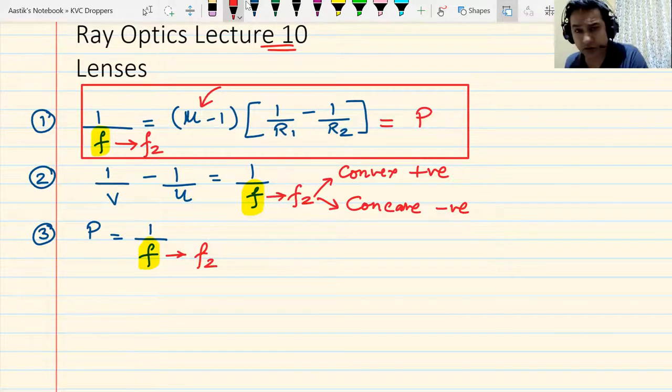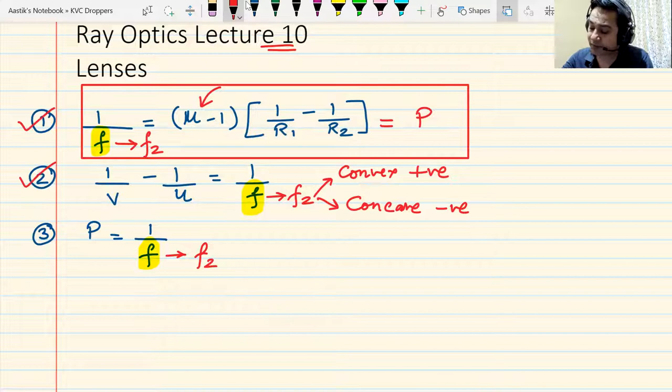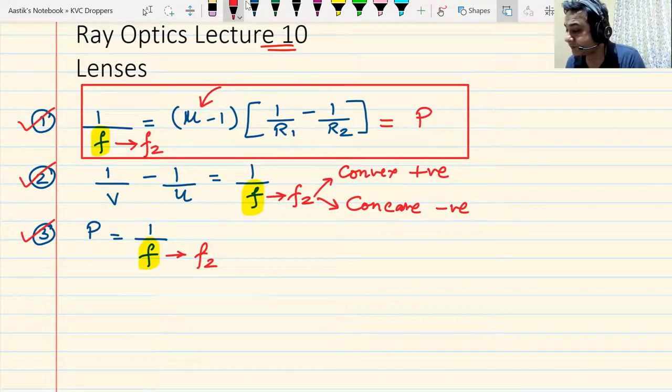Now let us go ahead. And today we will see a lot of different problems that can be made from these three formulas. Also, we will see what happens when you bring two lenses closer to each other. We will discuss that. Let us first move on to the first type of problems that come.